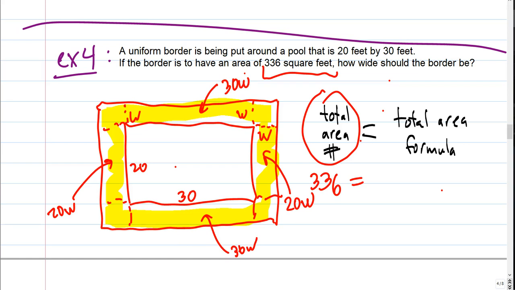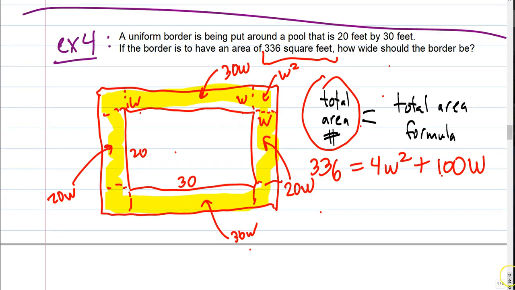And last, what about all these little squares? Well, each of these squares is W by W, so each of these squares is W squared. So the area formula for this is 4 W squared, for the four squares, plus all four of these rectangles, 20W, 20W, 30W, 30W, which is 100W. Take the area they give us as a number, find the formula from the picture. We can now calculate what the width should be.